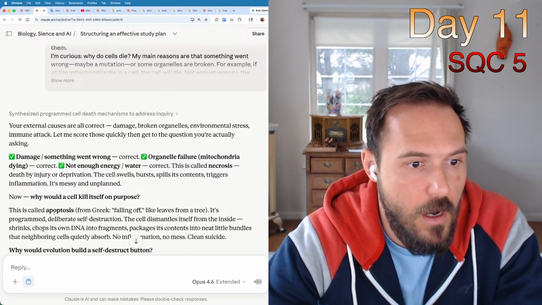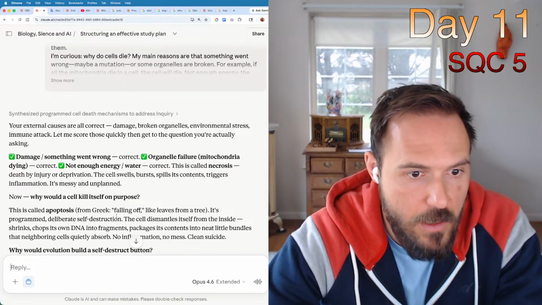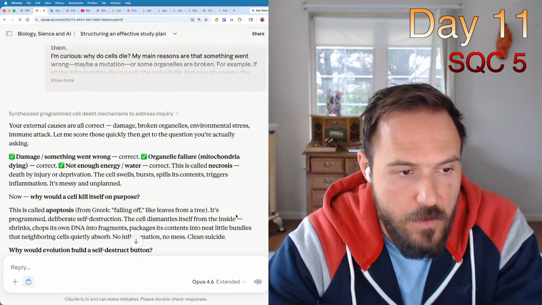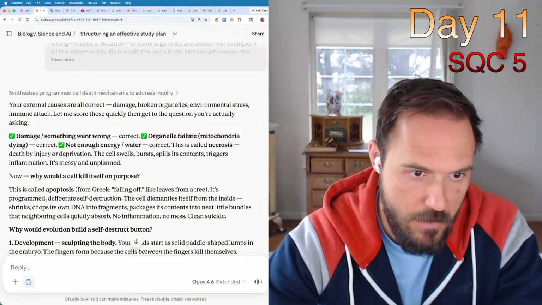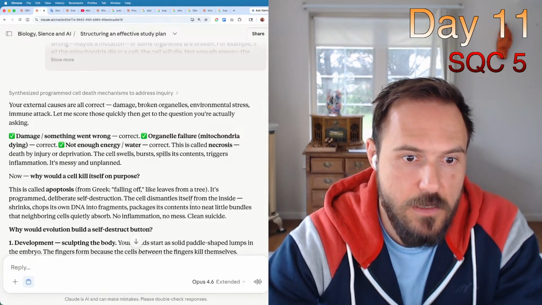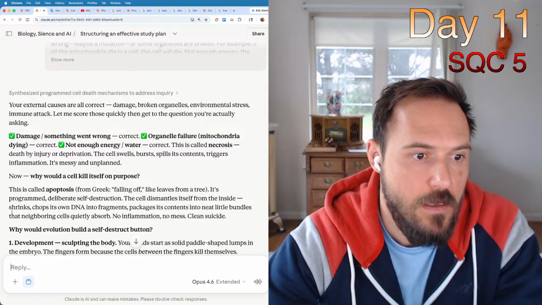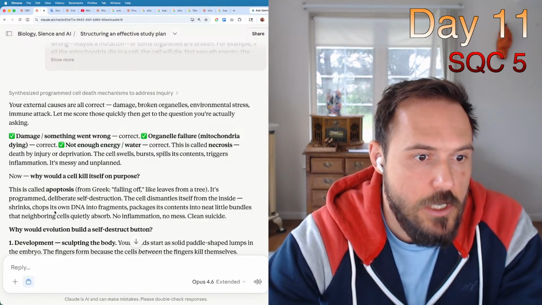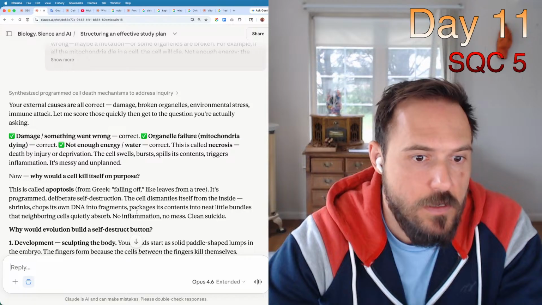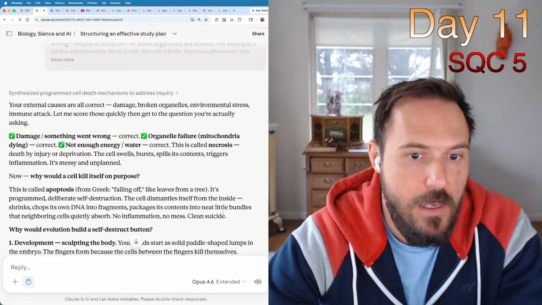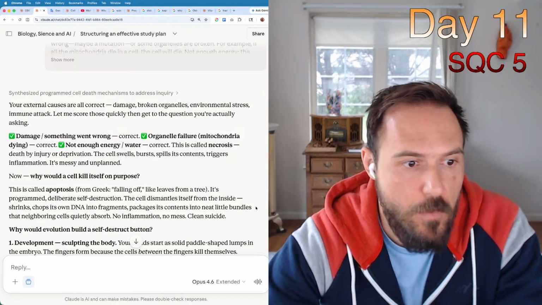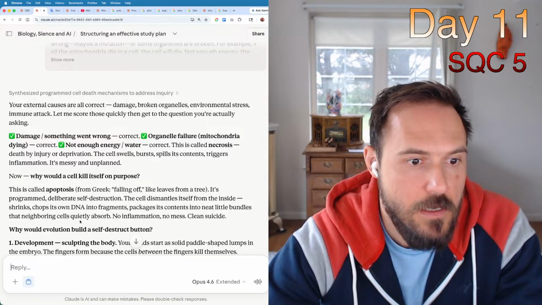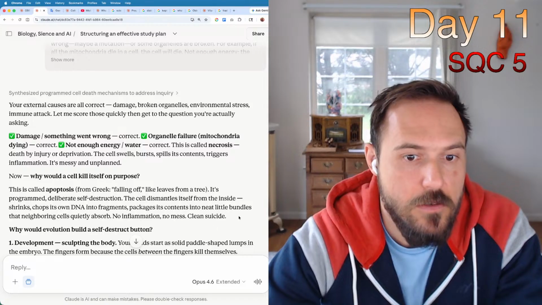This is called apoptosis, from the Greek for fallen off, like leaves from a tree. It's programmed, deliberate self-destruction. The cell dismantles itself from the inside, shrinks, chops its own DNA into fragments, and packages its contents into neat little bundles that neighboring cells quickly absorb. No inflammation, no mess, clean suicide.